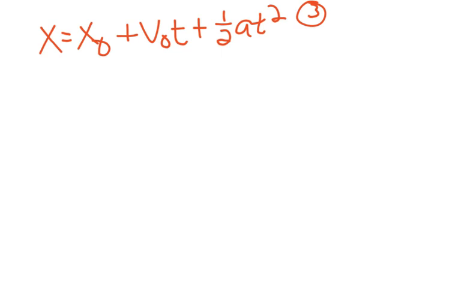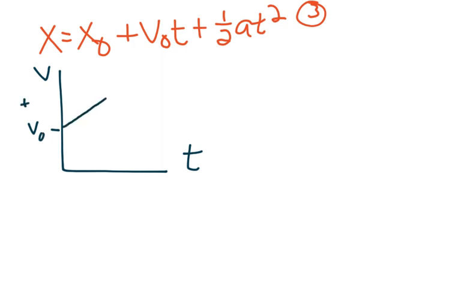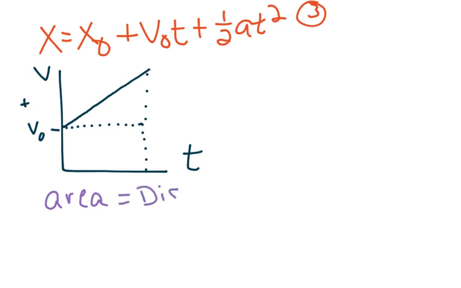So when we do a graph, so we have a velocity time graph, okay? And we have our initial velocity here. These are all going to be positive velocities. And we have some velocity going on here, okay? Well, to find displacement, we would be looking at area, okay? So the area is equal to the displacement.